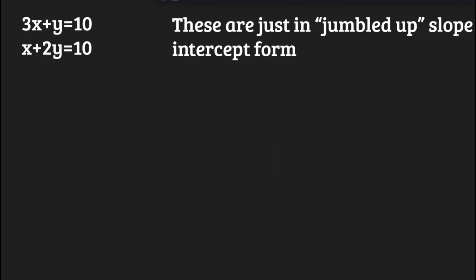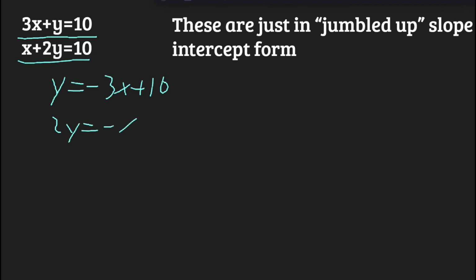So these problems here, they can seem kind of scary, but all they are is kind of jumbled up slope-intercept form, right? So I can solve this for y. I'll just subtract 3x from both sides. That's really y is equal to negative 3x plus 10. And this equation here, I can subtract x from both sides. And then I can divide both sides by 2. I get y is equal to negative 1/2 x plus 5. Now, I'll show you though, you don't need to do that to solve these problems.